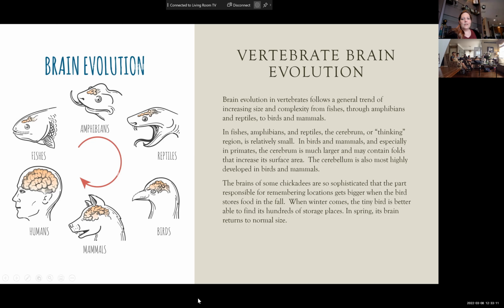So when winter comes, the tiny bird is better able to find its hundreds of storage places. In the spring, its brain returns to normal size. Pretty cool. And location stuff is impressive with birds because this bluebird right here, that house, I have a nesting pair. They're a mated pair. They're always together. And they have at least 2 broods. All their babies go away and they all come back. They've all been back this year. They poke their little heads in. So they're able to find that spot because that's where they're from.